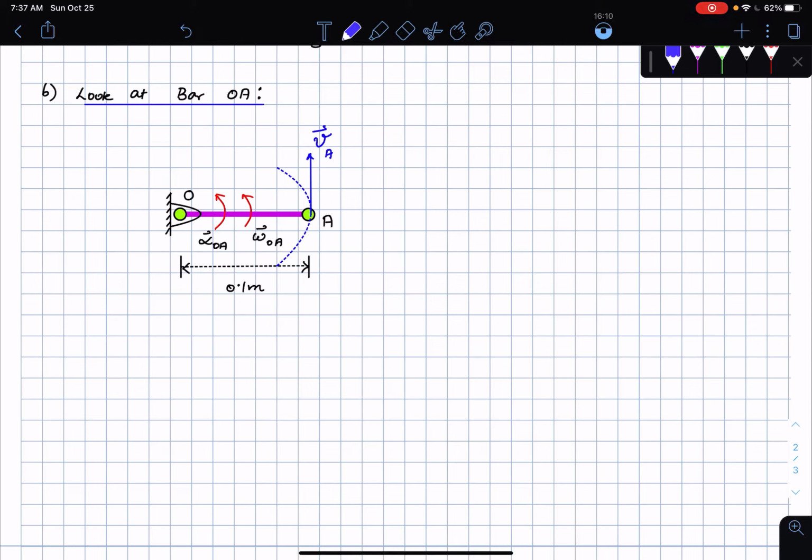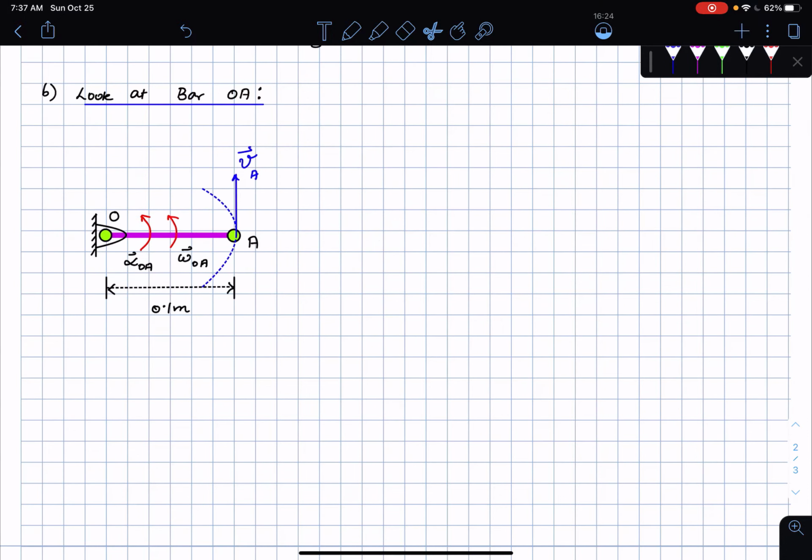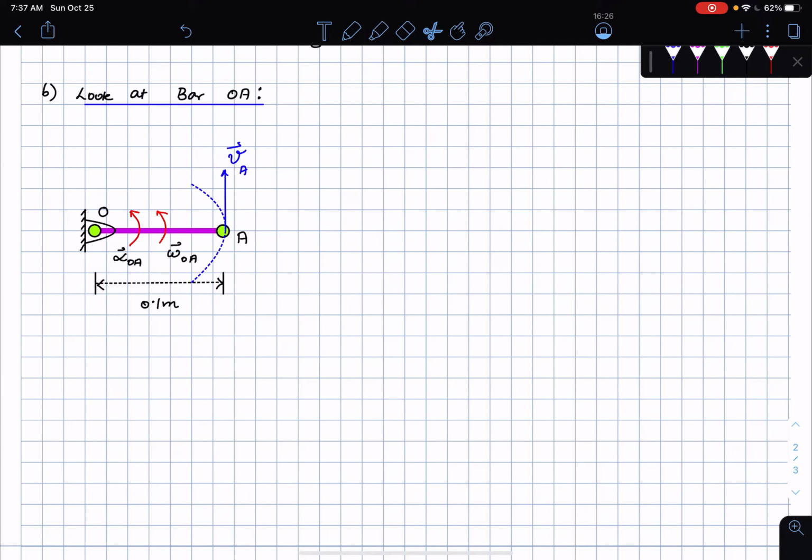And the idea is, why is it pointing up? This is because of my choice of omega OA. Omega OA is trying to rotate the bar such that the point A is going to travel vertically up at that instant in time. Okay, so let's write these things down as well, similar to what we had written for the previous bar.